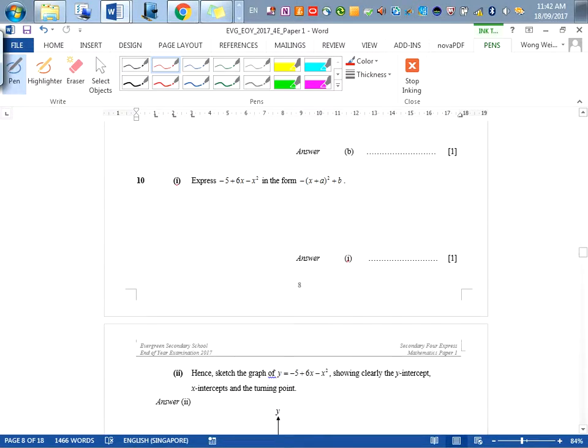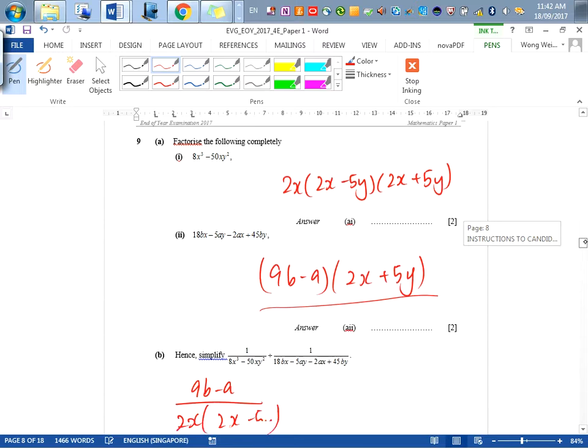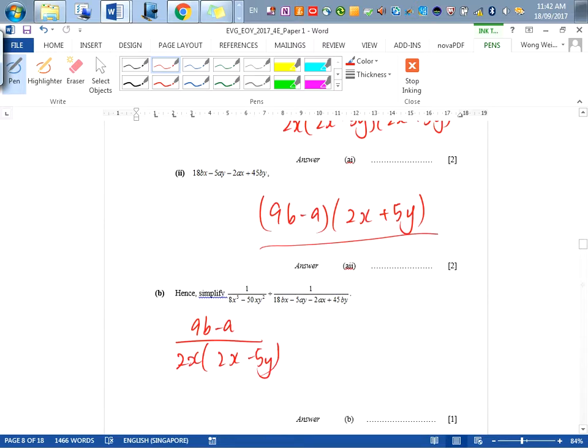Alright, now question 10. Hey, I thought you're very good at completing a square. Hey, part B, I wrote out the answer already. For part B, is it? Show me, show me. Yeah, it's not simplified. This is not simplified. 9b minus a will be simplified. Do you write 5 as negative 5? You don't want, you leave it as 5. You try.